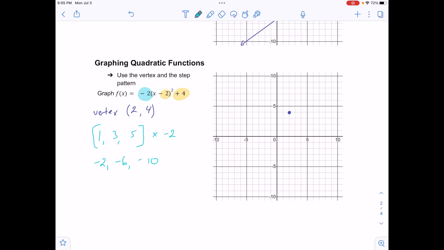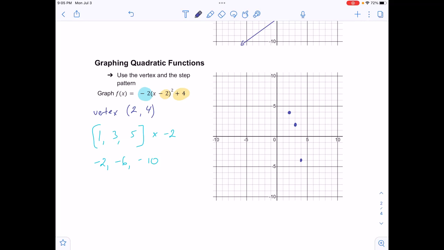So, how am I going to apply this? I'm going to take from my vertex, I start here, and I'm going to go to the right by 1, and now I'm going to go down by 2, because that is the first number on my step pattern, and I'm going to make a point. Then I'm going to go to the right by 1 again, and this time down by 6. 1, 2, 3, 4, 5, 6. And I'm going to make a point because that's where my next dot is. I have run out of graph paper space, otherwise I would continue and I would go down by 10 for our next point. And you can sort of see the pattern here if you wanted to continue doing it.